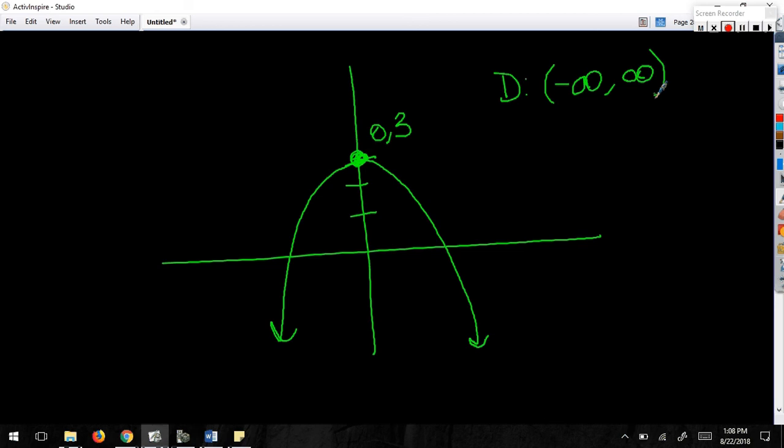Y'all are so smart. Oh my gosh! This is the first time I've had a class get that the first time. Why do you need a bracket? Because you're on it. It's a point there. It can be 3, so I do a bracket. Give yourselves a pat on the back. Way to go.